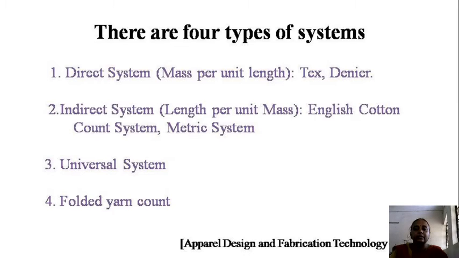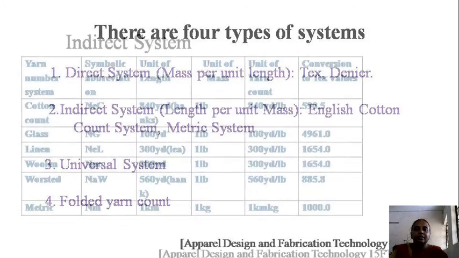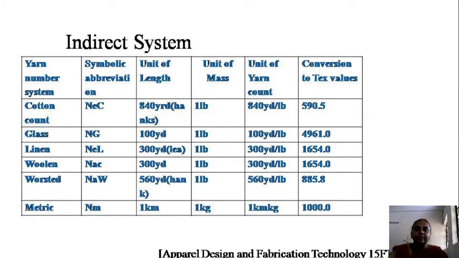What is the yarn count then? It is a numerical expression of the coarseness or the fineness of the yarn. So it is indicated by numbers which tell whether the yarn is coarser or finer, that is, whether the yarn is thick or fine. You have to remember the direct and indirect systems. You have to remember this table for the calculation of the yarn count.